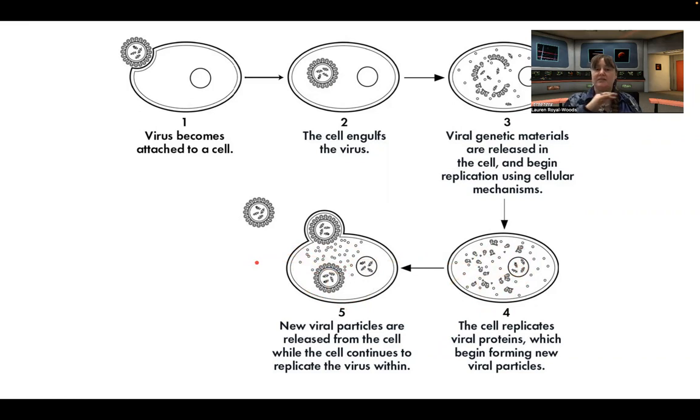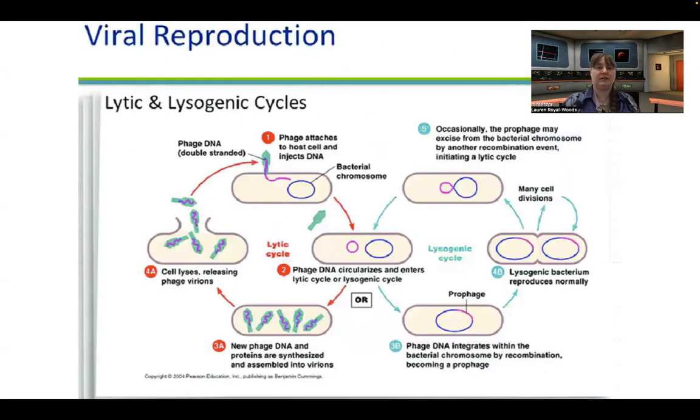So that's kind of fun right there. That's called the lytic cycle because it lyses. Remember, L-Y-S, lyse means to break down. So this cycle basically makes more viruses as it kills the host cell and breaks it down. That's why it's called the lytic cycle. Make sense? Okay.